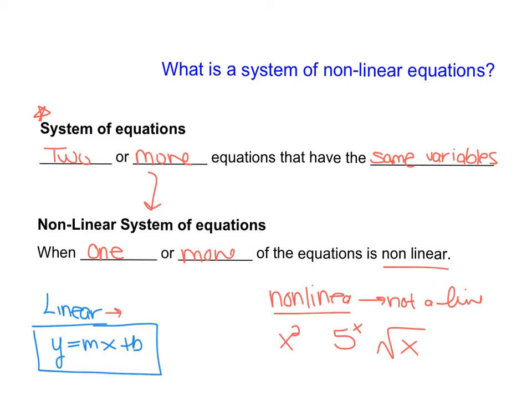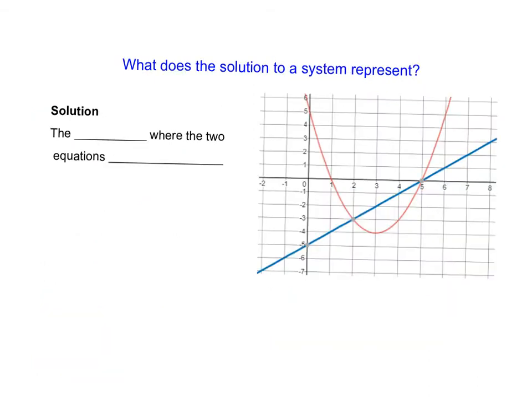A linear equation is something that can be written in the form y equals mx plus b, and it essentially represents a line. So what we'll be focusing on here is we'll have some linear equations, but every single system that we solve is going to contain at least one nonlinear equation. Now, before we start to solve systems of nonlinear equations, we need to know what the solution to a system of nonlinear equations represents.